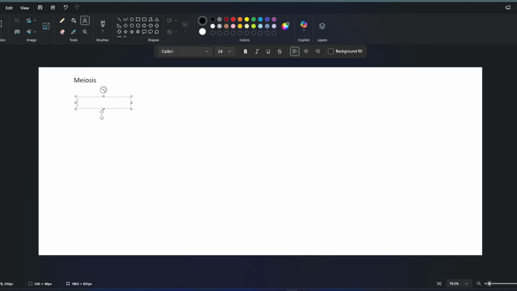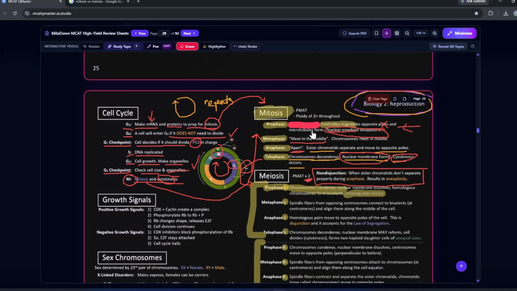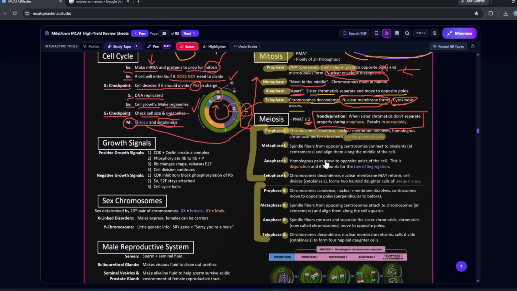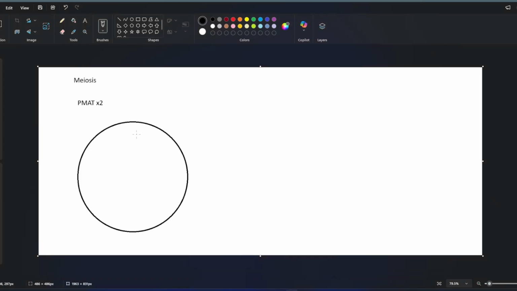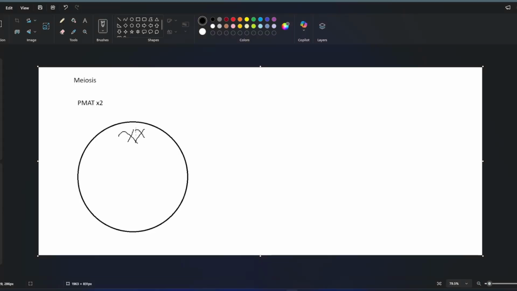So meiosis, again, was PMAT times 2. The difference in meiosis that I wanted to explain is the crossing over. I'll draw this quickly: you have this crossing over in prophase 1. It says homologous chromosomes form bivalents and crossing over occurs. Essentially, they just connect together in pairs. They're also called tetrads here. Tetrads align and cross over. Tetrads are two pairs of sister chromatids, so they cross over each other.